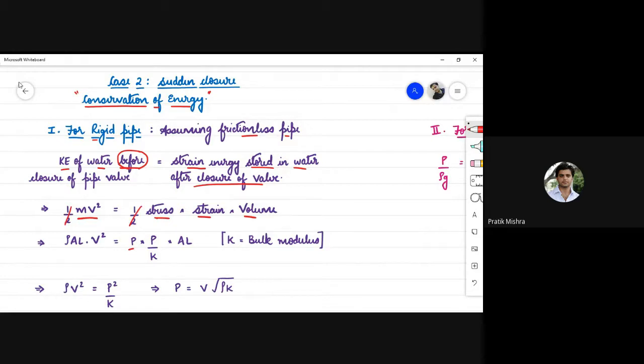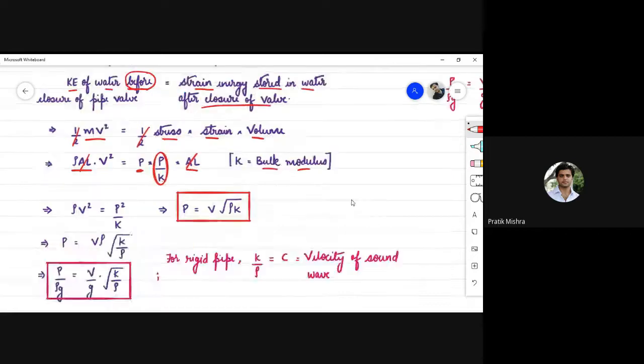Mass can be written as density into volume, rho A into L, into V square, equals P, which is the stress, also the pressure inside the pipe. P by K is the strain, और P by K को आप ऐसे समझ सकते हैं कि P is the stress and K is the bulk modulus of the flowing fluid. A into L is the volume. यहाँ से आप A L and A L will going to cancel out. We will have a formula of pressure P equals V into root over rho into K.